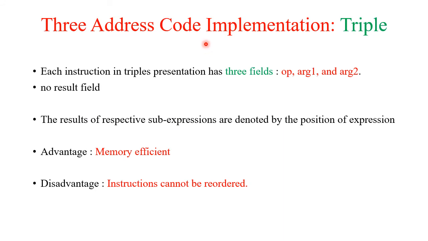The other three address code implementation is triple. As the name indicates, this triple representation has three fields: operator, argument 1, and argument 2. Here we are not storing the intermediate result. No result field. The result of the respective sub-expression is denoted by the position in the expression. What is the advantage here? Since we are not using any result field, it is memory efficient. The disadvantage is we cannot reorder instructions.